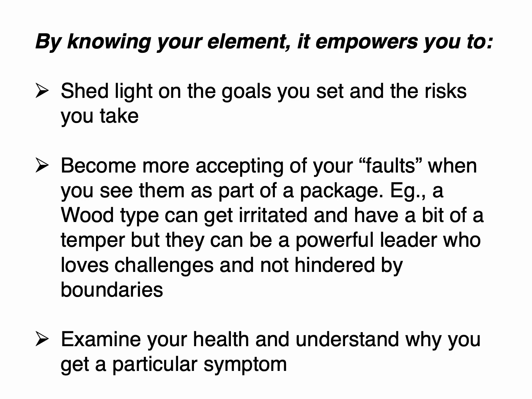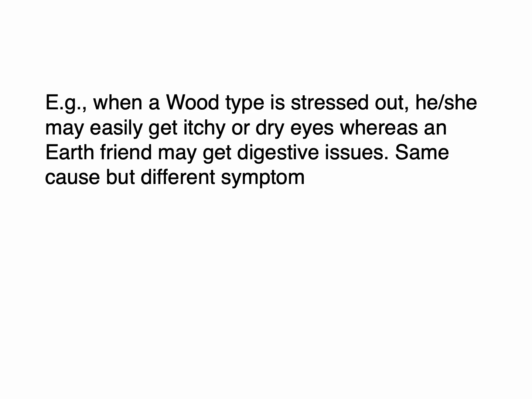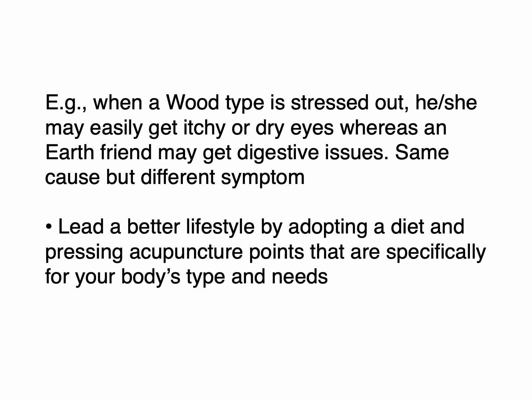It empowers you to examine your health and understand why you get a particular symptom. For example, when a wood type is stressed out, he may easily get itchy or dry eyes, whereas an earth friend may get digestive issues. Same cause, but different symptom. The five elements may lead to a better lifestyle by adopting a diet and pressing acupuncture points that are specifically for your body's type and needs.